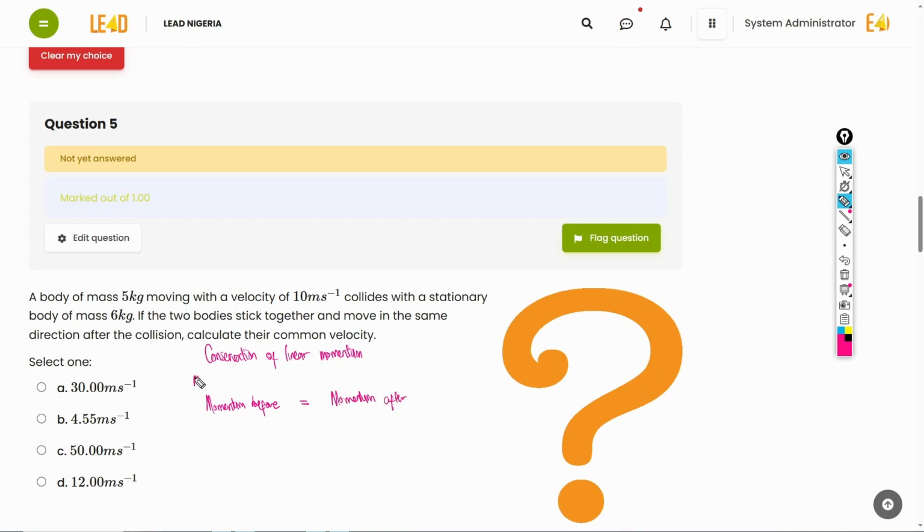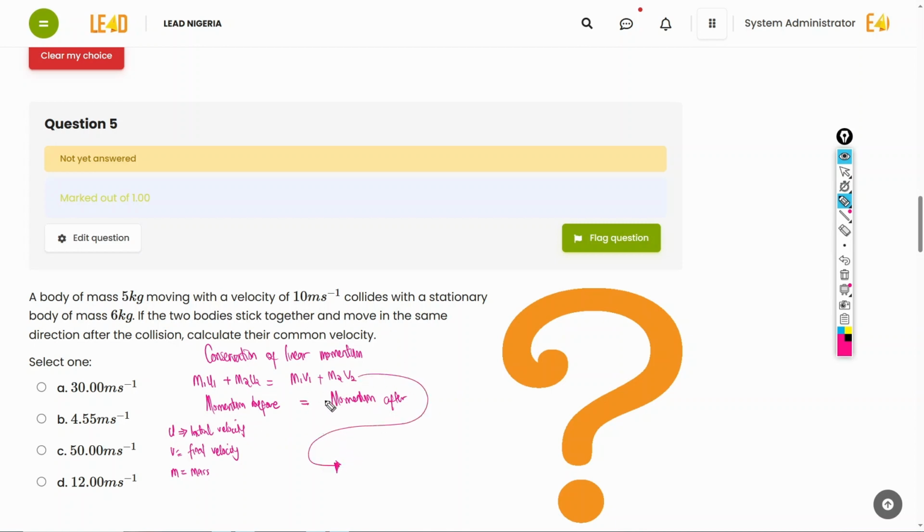That means that m1u1 plus m2u2 will be equal to m1v1 plus m2v2. All right, so u is initial velocity, v is final velocity, and m is the mass. So mass 1, mass 2. All right, so let's drop this formula here and see what it comes to.